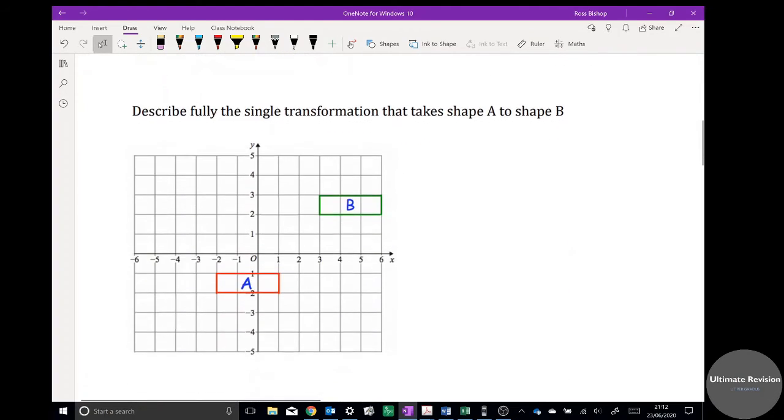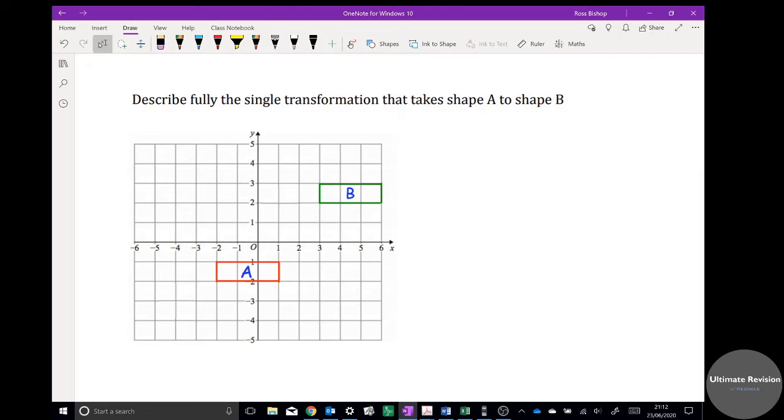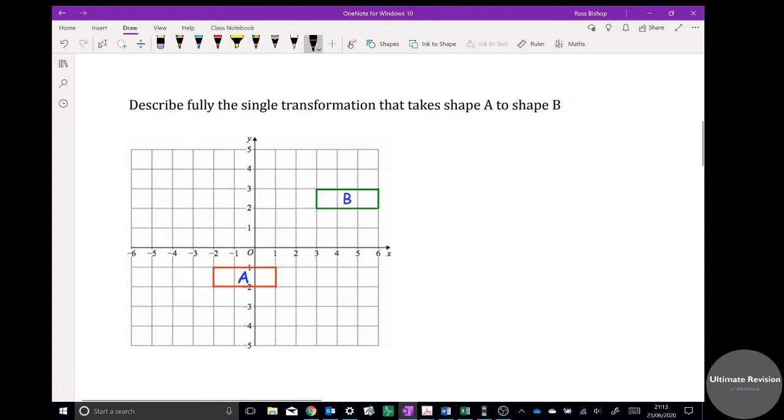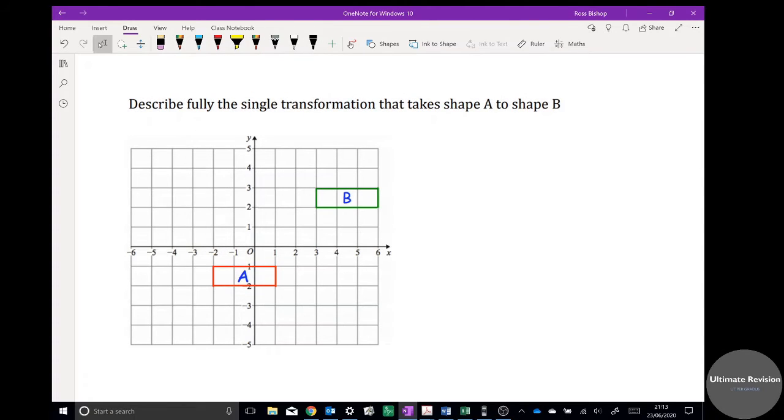So that's what it means by translation, and that's what it means by a vector. We've got a different question here. It says, describe fully the transformation that takes shape A to shape B. How do I get from shape A to shape B? Now, it's just moved. It hasn't rotated, it hasn't reflected or anything like that. So it is a translation. You get 1 mark for identifying the sort of transformation it is. It is a translation by the vector.